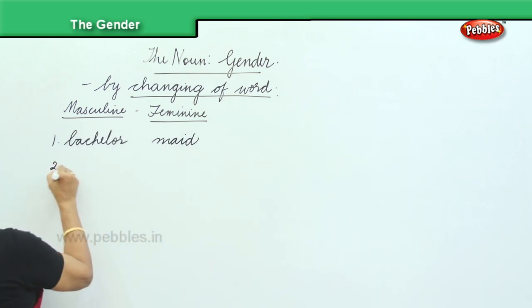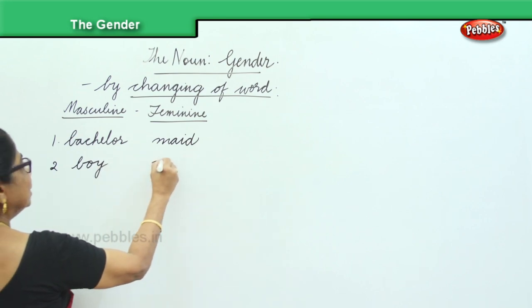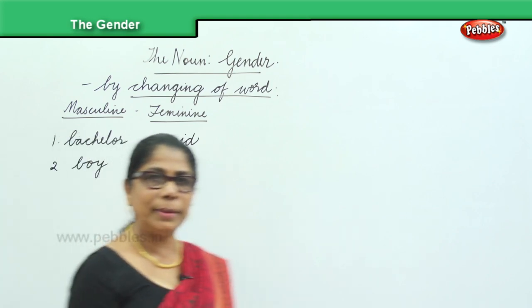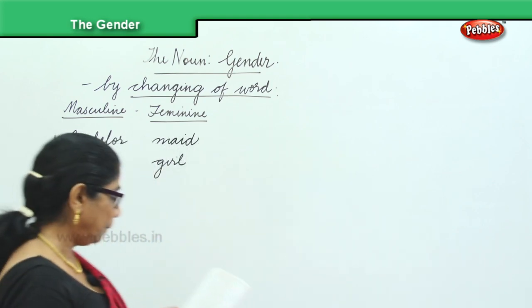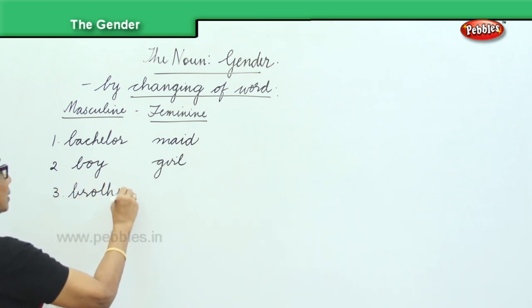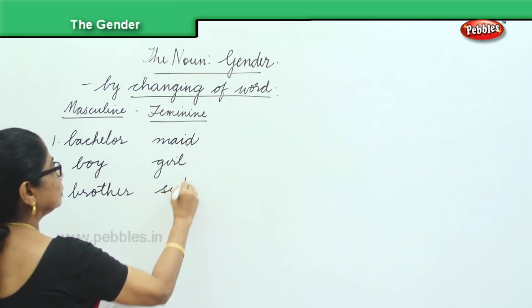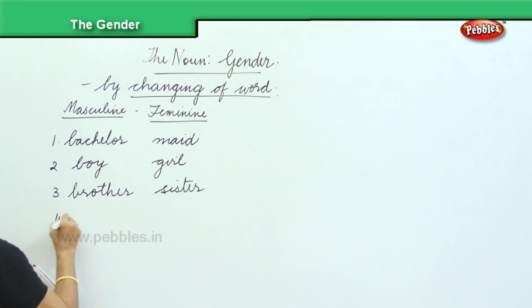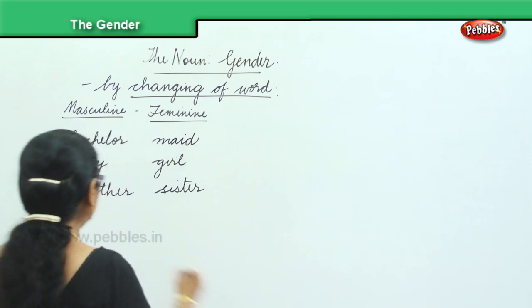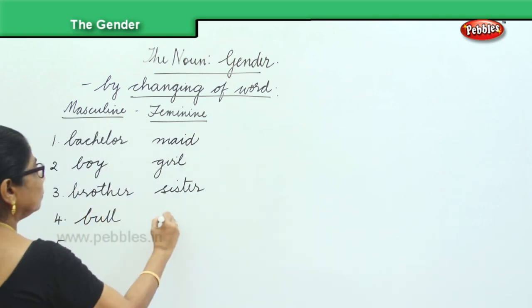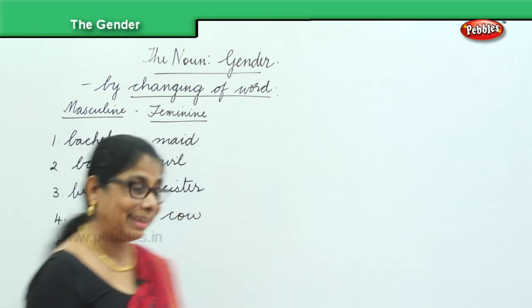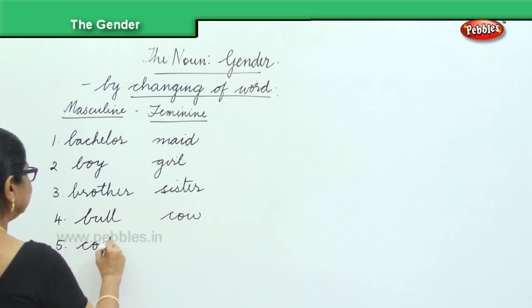Boy, and that is girl. By changing the complete word, we are forming the feminine form. Brother, sister. Complete change. Brother, sister. Bull, cow. Very good. Next. Cock, hen.